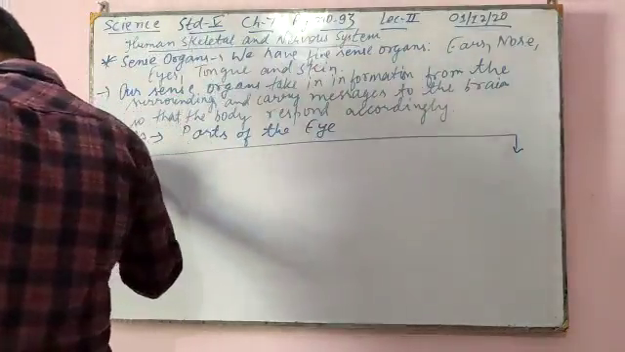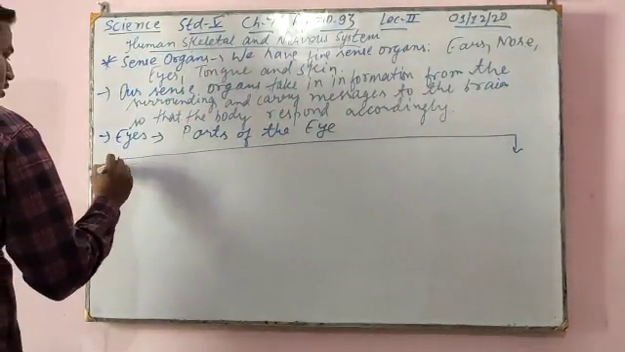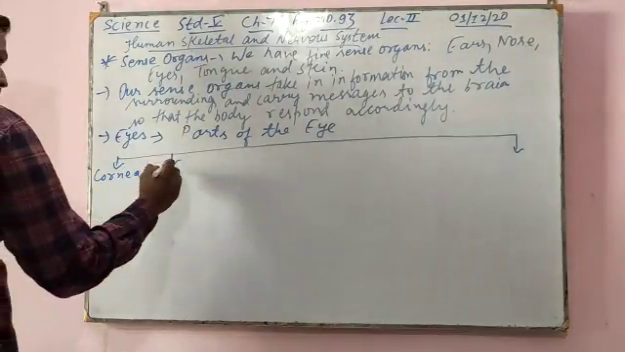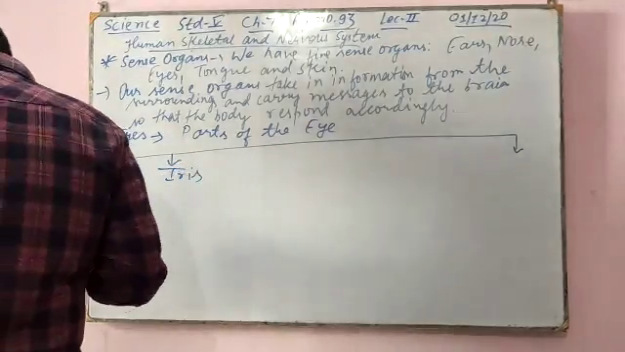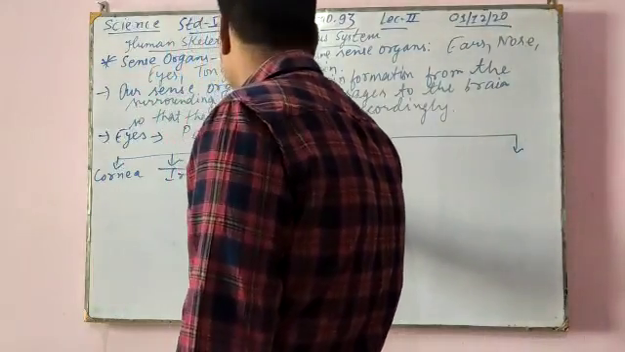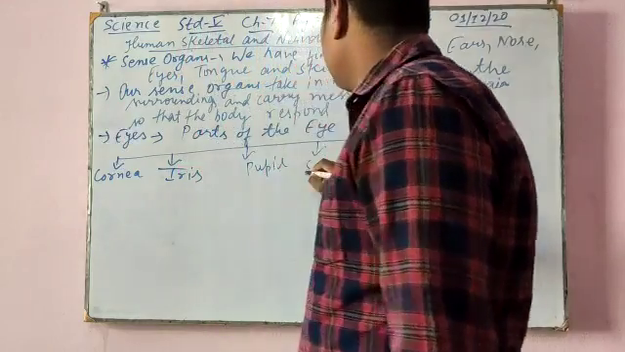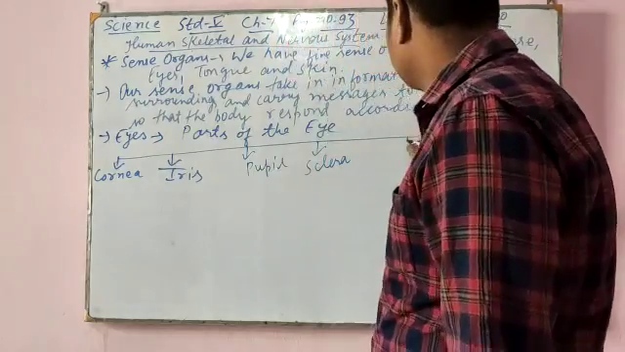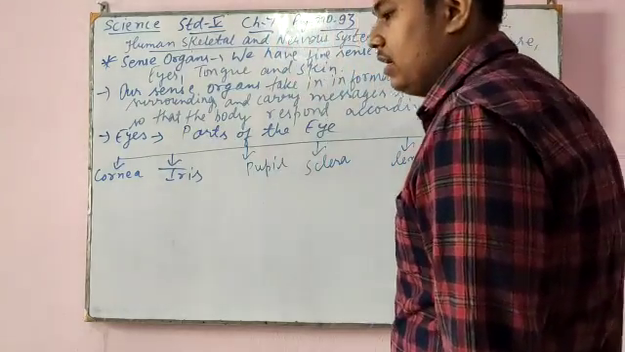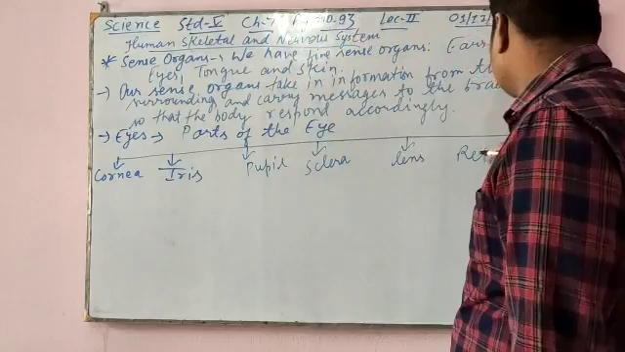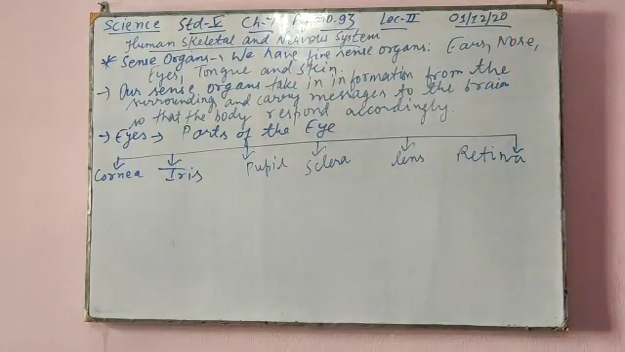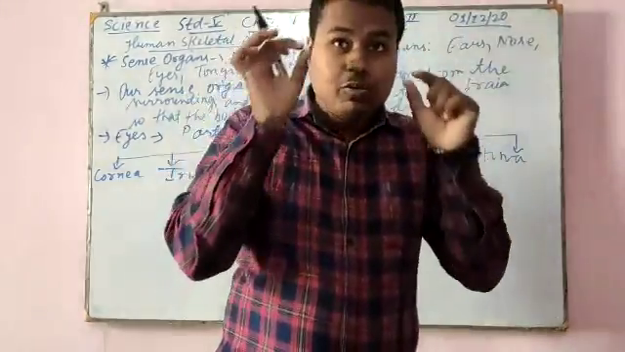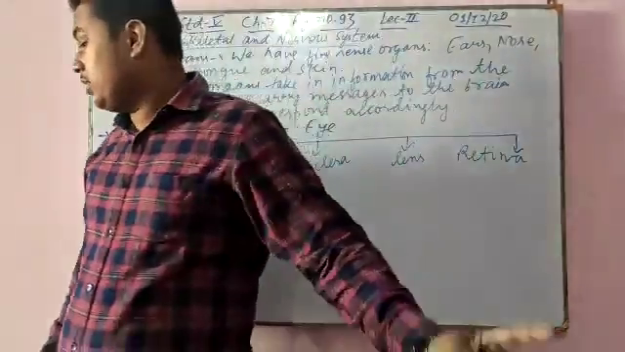First, we will see cornea. Second, iris. Third, pupil. Fourth, sclera. Fifth, lens, and the last one is retina. So these are the 6 parts of the eye. When you look into the mirror, you can clearly see your eye parts.